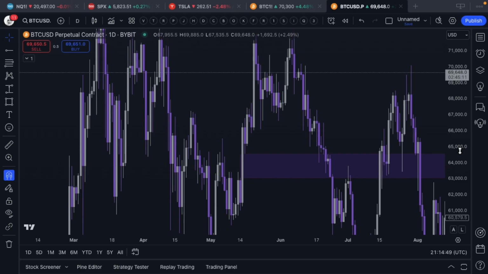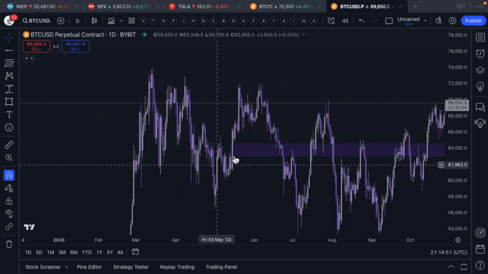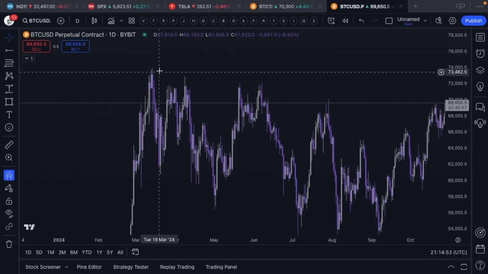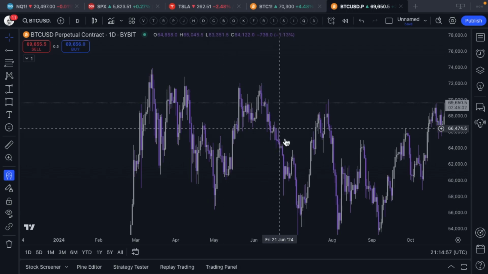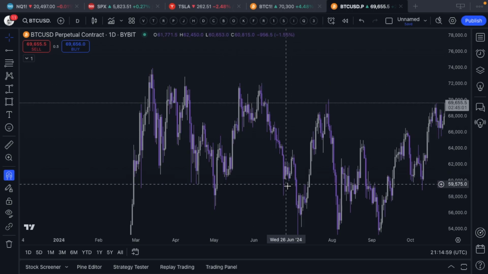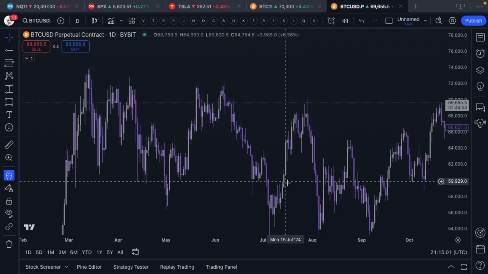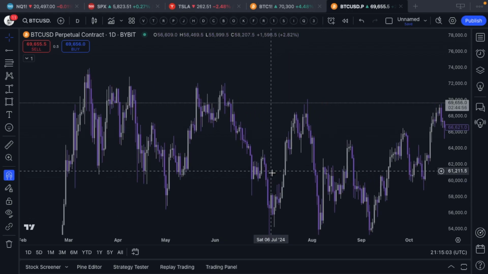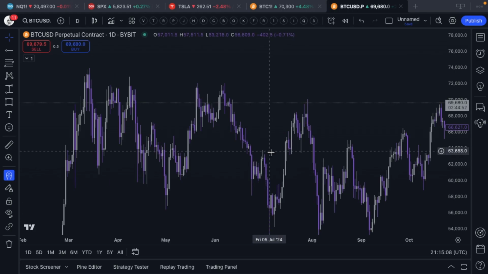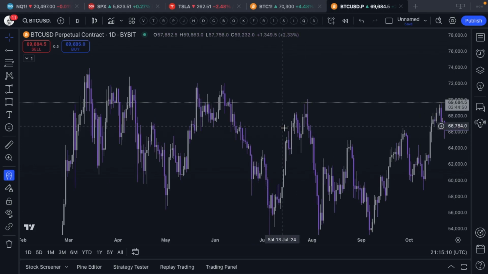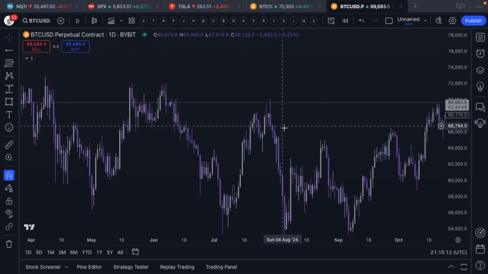But now I would suggest to you that if market structure is telling us that we're putting in lower lows, lower highs, and we're coming back down, would you be looking to long? It's not the best idea, right? Best idea would be being patient and waiting for the pullbacks and looking for the shorts.